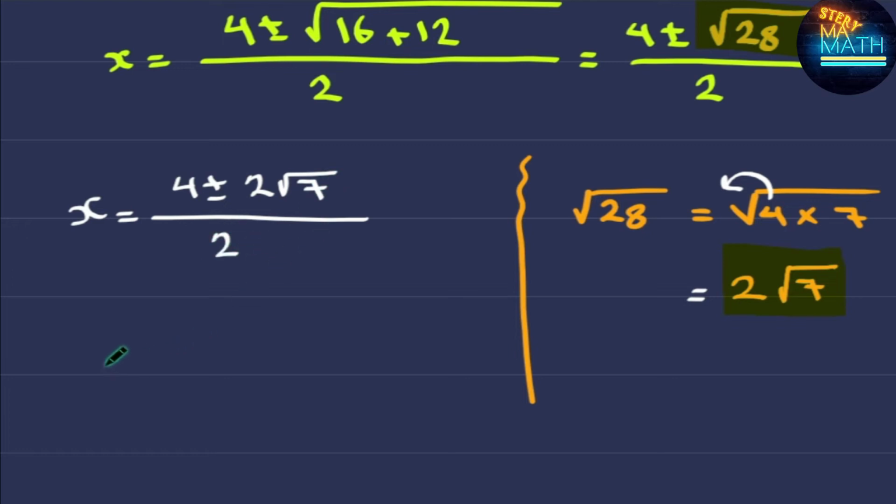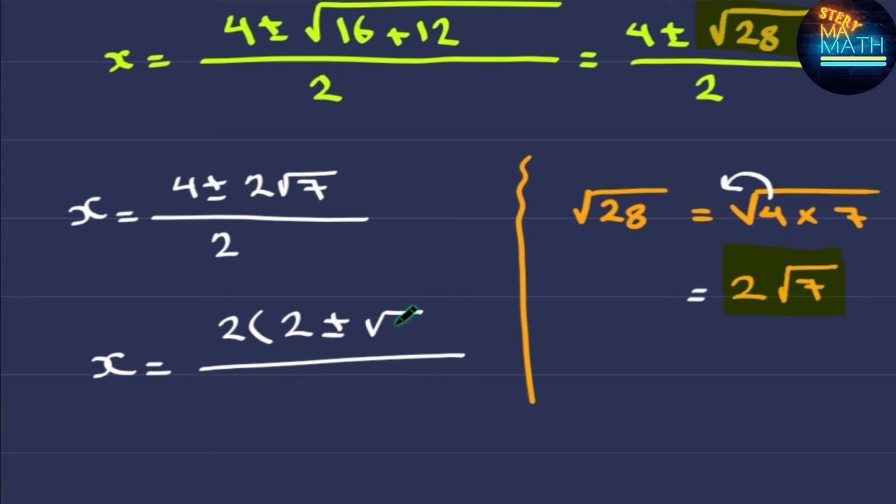And now you have 2 as a factor in the numerator. You remember? So 2 as a factor will be outside, and inside the parentheses, you will divide each term by 2. 4 divided by 2 is 2. And 2 square root of 7 divided by 2 is the square root of 7 because the 2s cancel each other out. And the denominator we keep as it is. So it's still 2.